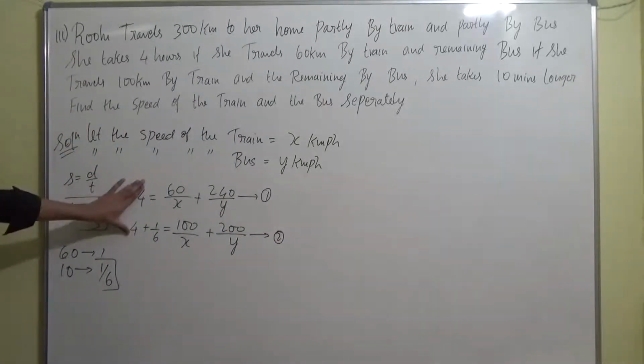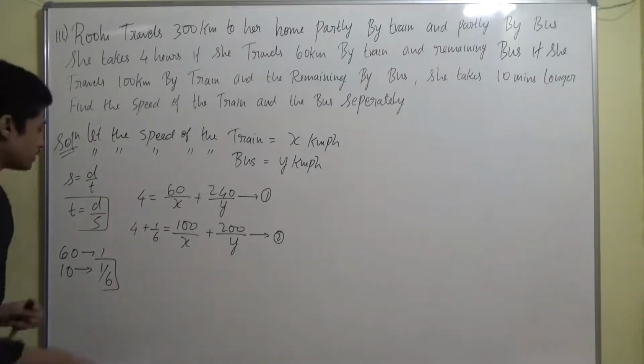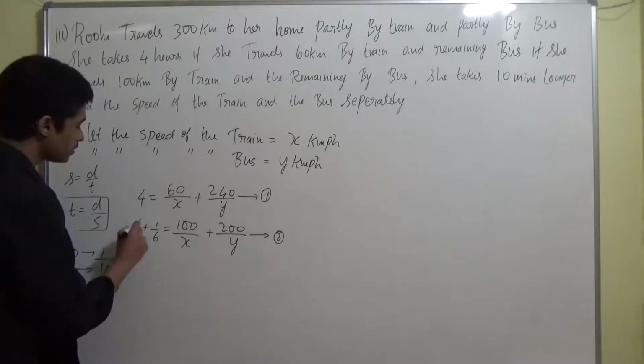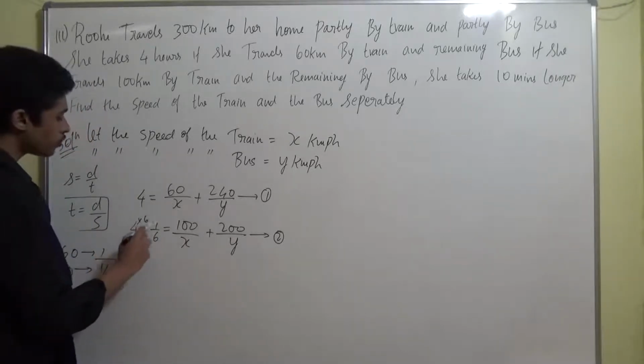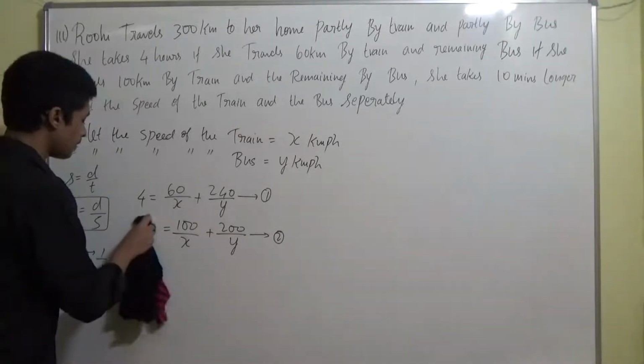Now, solving these two equations, we have to find the values of x and y. Before going further, I'll do one more step here itself. I'll take the LCM and make it into a perfect fraction, right? This becomes 24 plus 1 by 6, and 24 plus 1 by 6 is 25 by 6.